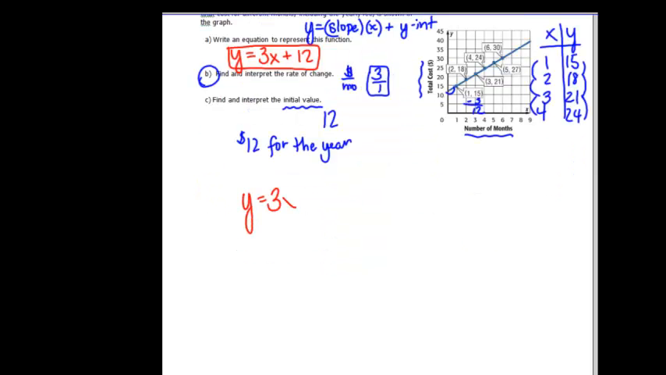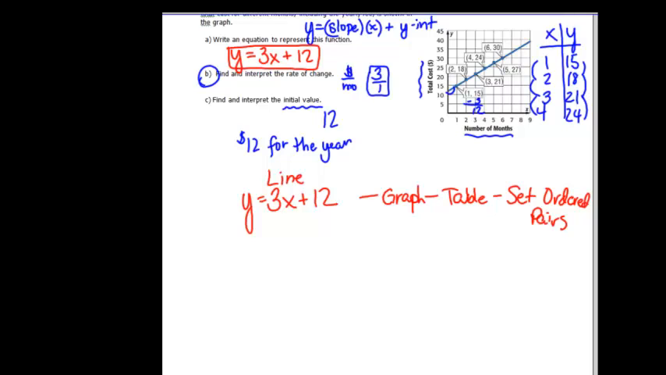y equals 3x plus 12. This is a line. It's a graph that you see up there. It's also this table. Okay, so it's a line, it's a graph, it's a table, it's a set of ordered pairs. In math, we have different representations for things.